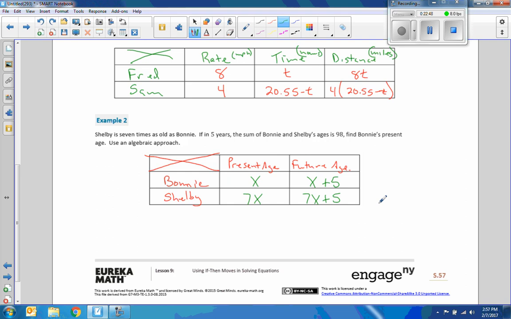Okay, so now that we've done this, it says if in 5 years the sum of Bonnie and Shelby's age is 98, in 5 years, that's future, so we're focusing on this piece, their sum, X plus 5 plus 7X plus 5 equals 98. I'm going to combine my terms. So I have an X and I have 7X. So that's 8X. I have plus 5 plus 5, which is plus 10, equals 98.